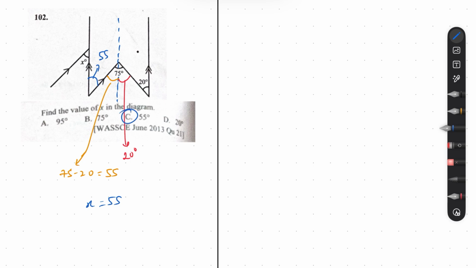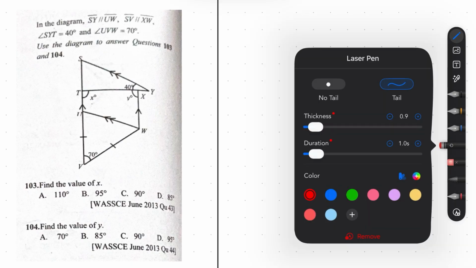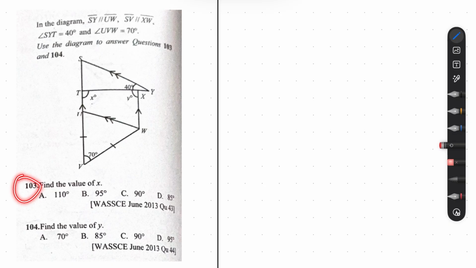Cool. Let's move on to question number 103. Question number 103 comes with a preamble.